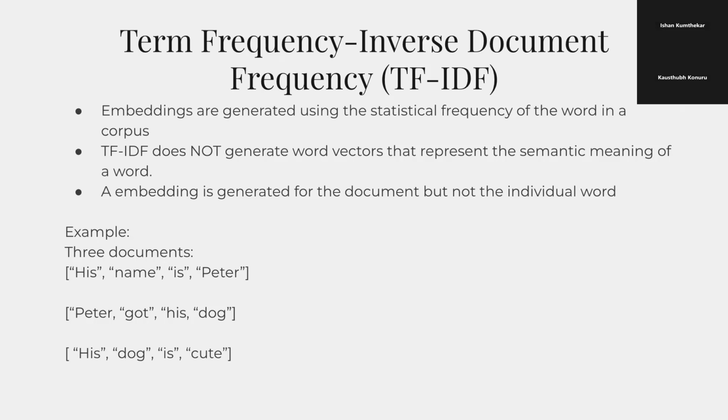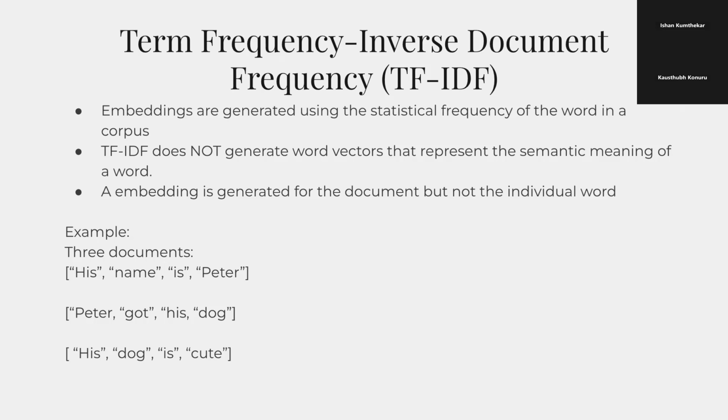And it does not generate word vectors that represent the semantic meaning of the word. And the embedding is generated for the entire document of words rather than the individual words. So the result of using this process is we get for each document a vector of n length, where n is the total number of unique words in a corpus, and then that vector will be assigned to each document. And that vector will just be like the frequency of each word within that document.